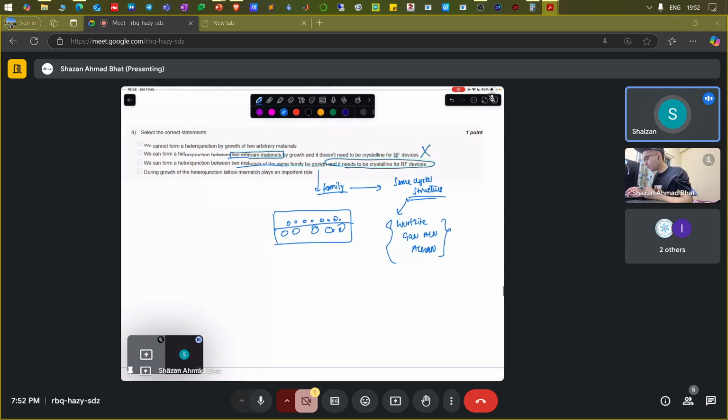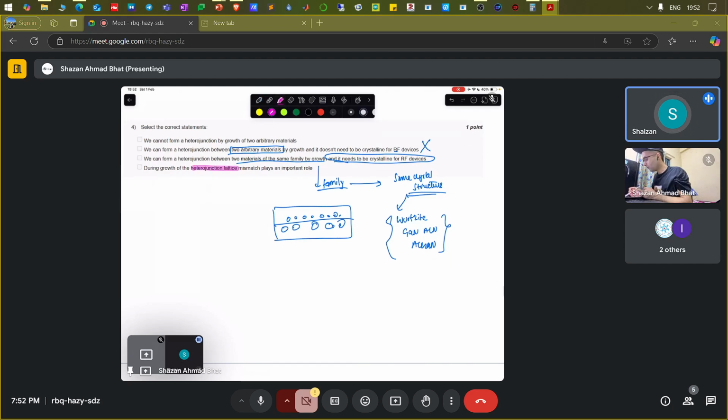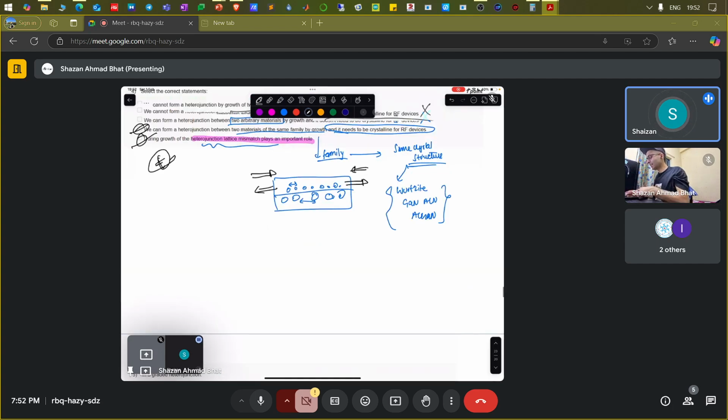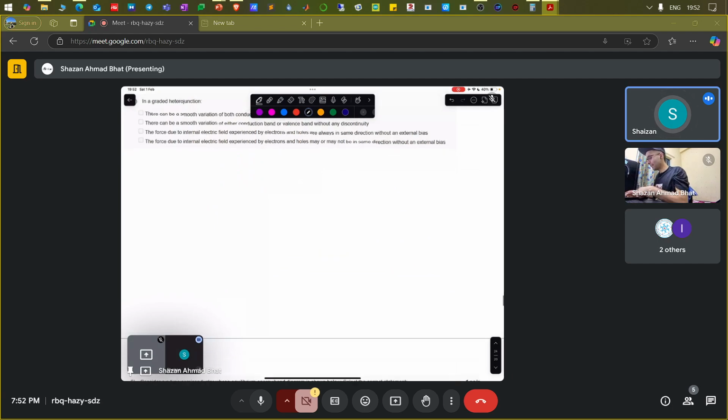During the growth of a heterojunction, lattice mismatch plays an important role. Absolutely, we discussed it. How does the lattice mismatch play a role? If this is, let's say, lattice constant 1 and this is lattice constant 2, then it depends upon the lattice constants whether there will be tensile stress or compressive stress. So these two are the answers to this question. We have discussed it in depth in the previous slides.